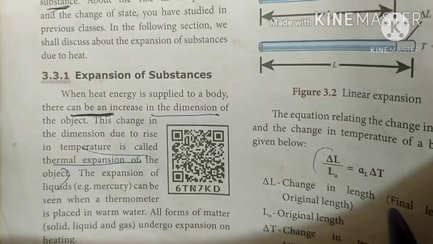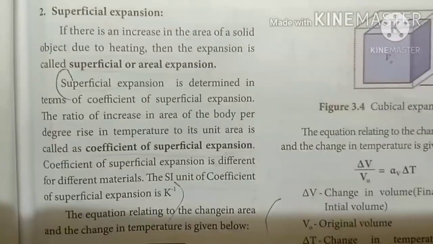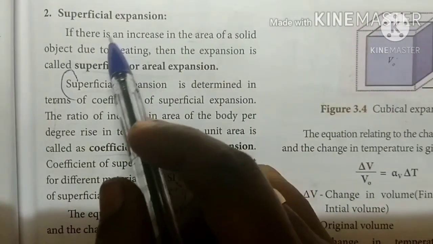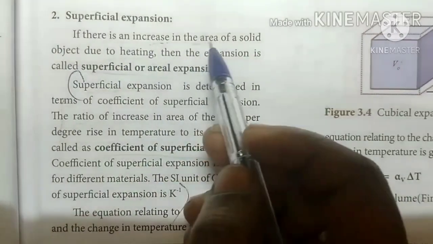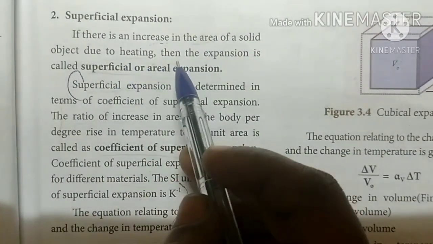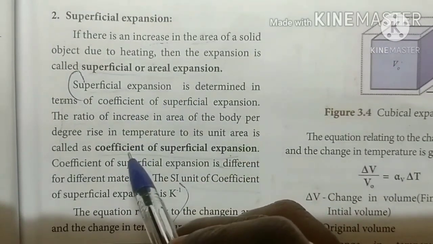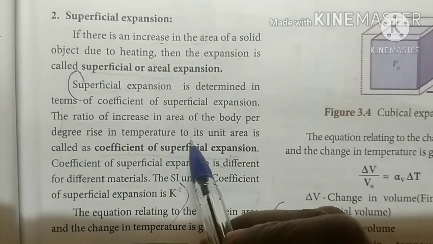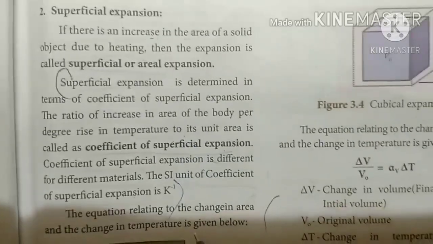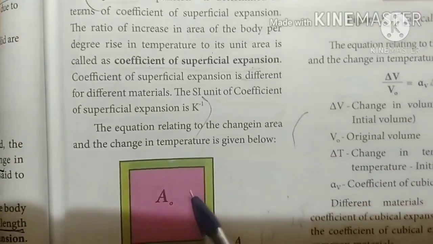Okay. Then next page, superficial expansion. First paragraph: there is an increase in the area of a solid object due to heating. Then the expansion is superficial or areal expansion. Second point, what is the coefficient of superficial expansion? You have to write that. And next one, the diagram.